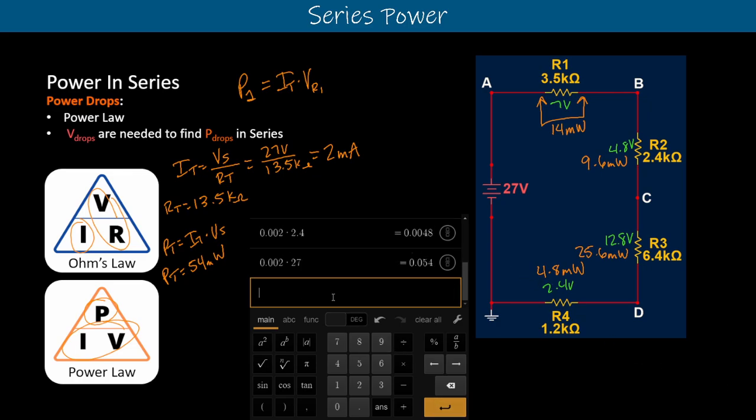So let's do that. We'll say 14 milliwatts for the first one, plus 9.6 for the second one, plus 25.6 for the third, plus 4.8 for the last one there. We get exactly 54 milliwatts. So that confirms that we got the correct power drops.